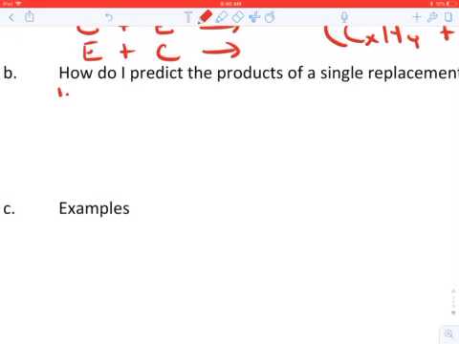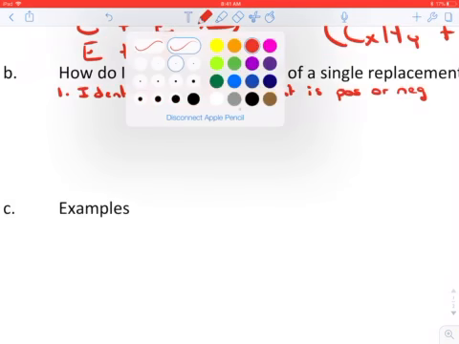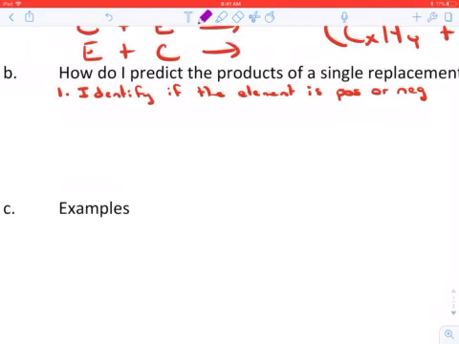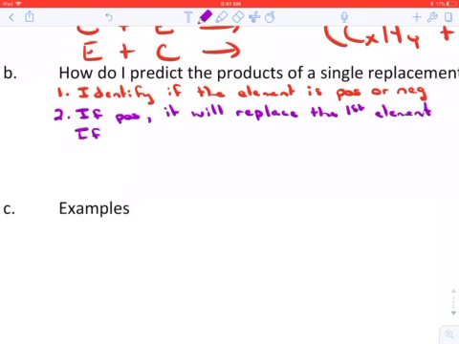There are 4 steps. The first step is we're going to identify if the element is positive or negative. And that just means we're going to look at the periodic table and check to see if the element is positive or negative when it's in a compound. Our second step is if it's positive, it will switch out or replace the first element in the compound. If it's negative, obviously it's going to switch out or replace the second element. And again, we're talking about in the compound.